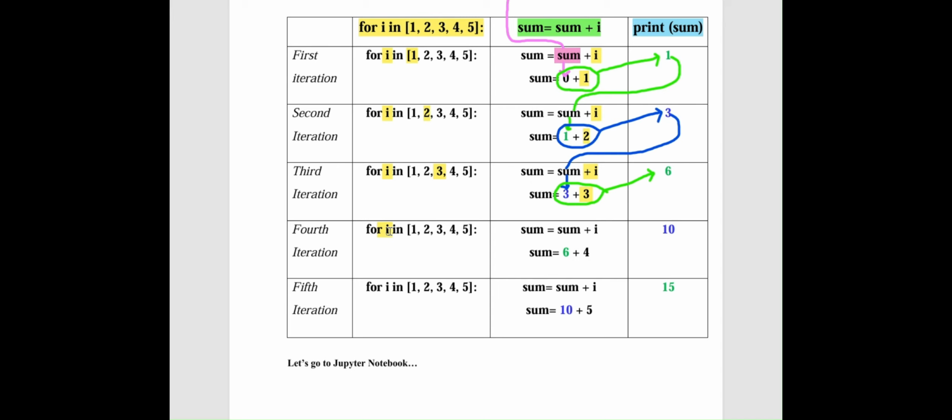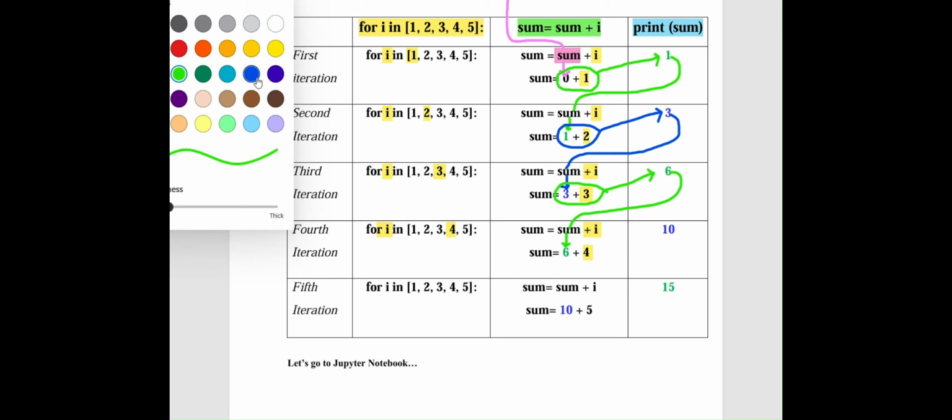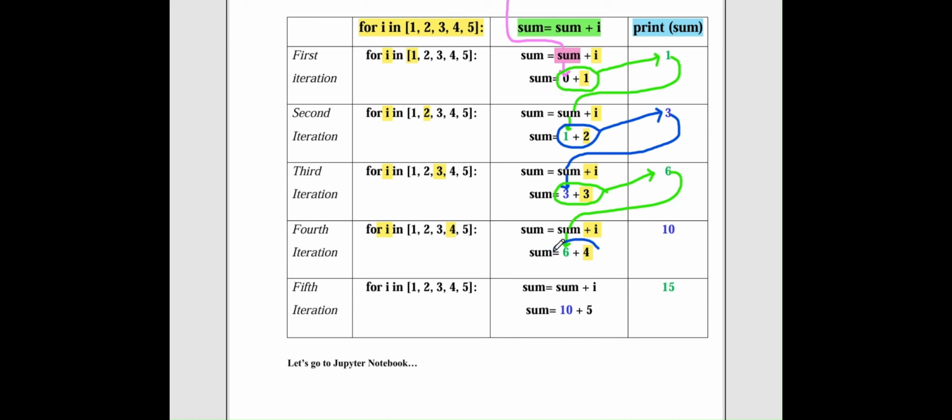In the fourth iteration, i should be 4, and in the rest of the code, wherever we see i, it should also be 4. Now, we need the value of this sum. In the fourth iteration, it should be 6 because after completing the third iteration, the value of sum updated from 3 to 6. Now, the sum of 6 and 4, that means 10, should be printed, and also this updated value of sum, that means 10, is stored back into sum.